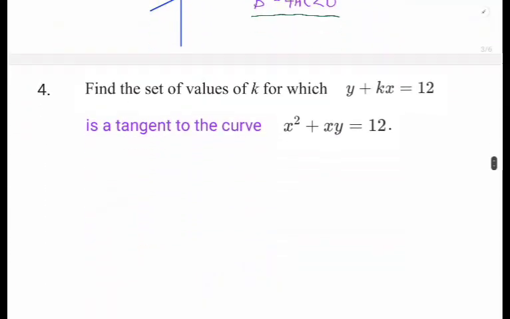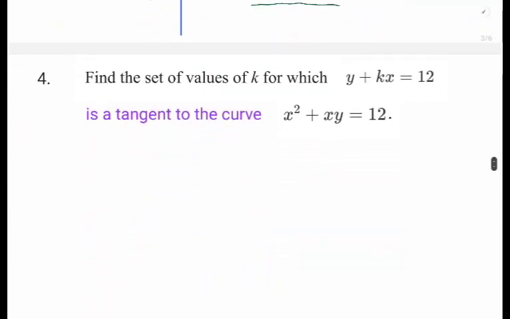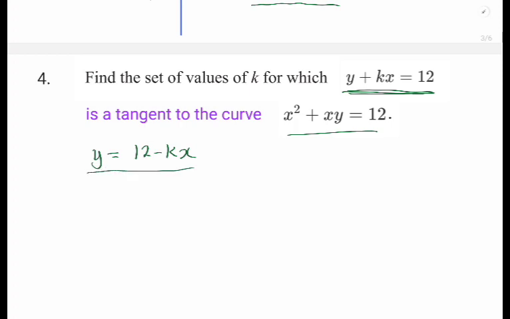Okay, we look at the question here. Set of values for which this y equals to kx plus 12 is a tangent to this curve. So it's a tangent means what you do is, first step is y is equals to 12 minus kx. Now this thing here, I rearrange it, so I get y equal to 12 minus kx. Substitute this into this equation, so x square plus x times 12 minus kx equals to 12.